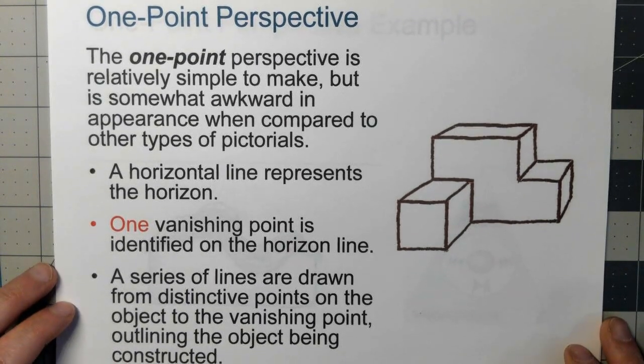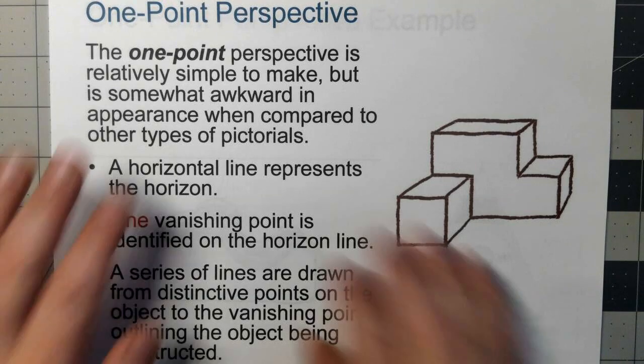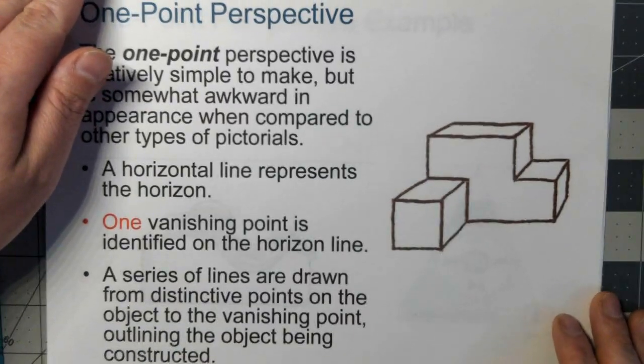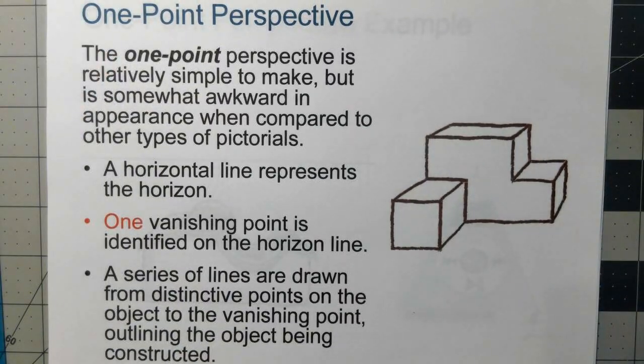Take a moment, pause this screen, and write down this definition in your notes. So a one-point perspective is relatively simple to make, but somewhat awkward in appearance when compared to other types of pictorials. The horizontal line represents the horizon, and we're going to sketch that and that'll make sense in a little bit. There's only one vanishing point, and there's a series of lines that are drawn from distinctive points on the object to the vanishing point, outlining the object being constructed.